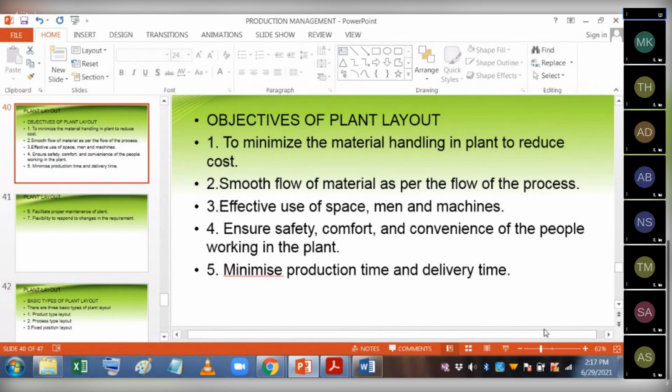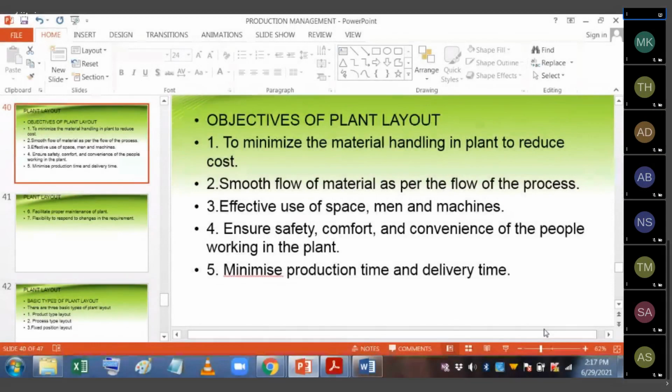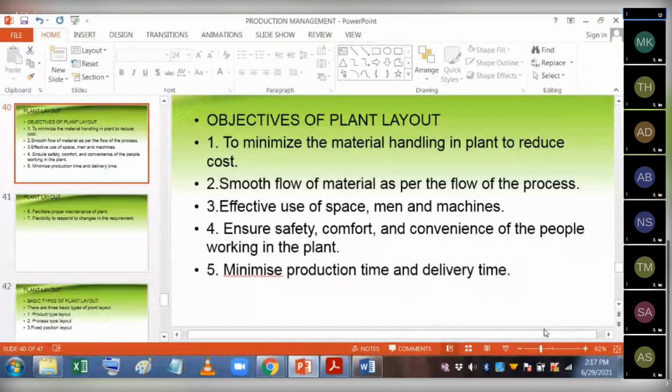Please mark these points. You have a furnace and you put a sophisticated machine near to that. What will happen? The operator will get the heat of the furnace and he will leave his place and go somewhere else. So the safety, comfort, and convenience of the people also have to be very seriously considered.